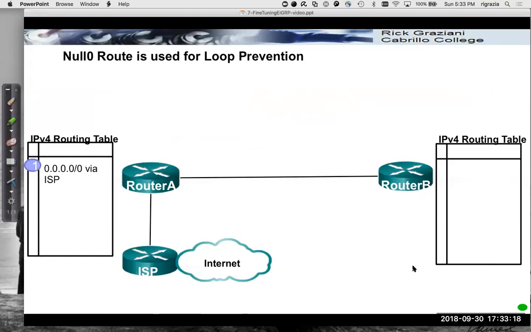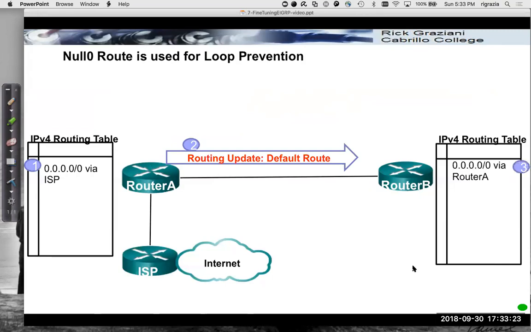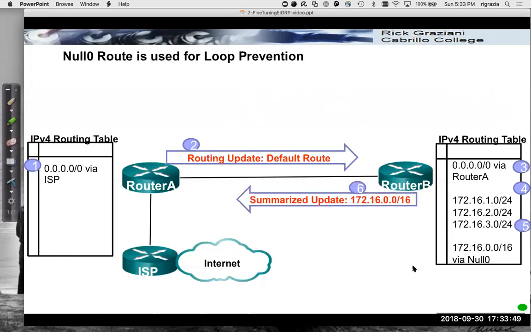Same default route on router A, sends it to router B. Router B says, great, I have a default route to router A. I also have three subnets that I'm going to summarize. But because I'm doing summarization, I'm going to take that classful boundary, 172.16.0.0/16, and point it to null zero. That happens automatically. Router B advertises the summary route to router A, and router A puts it in its routing table.